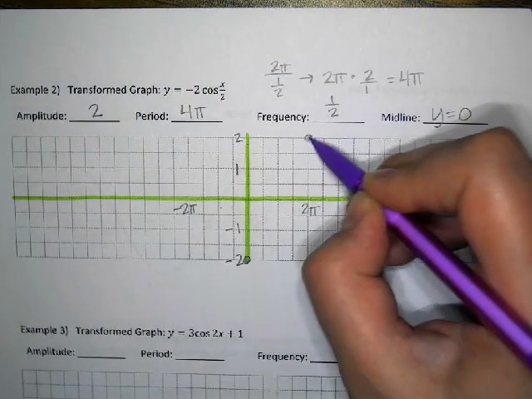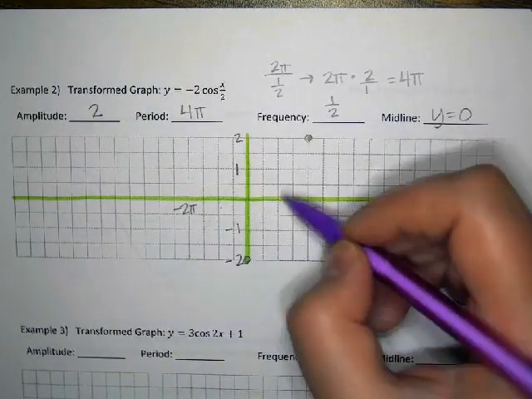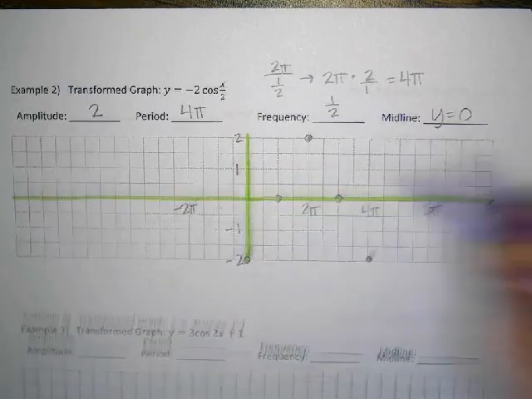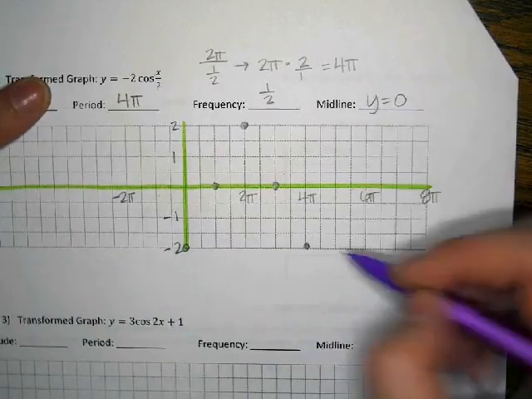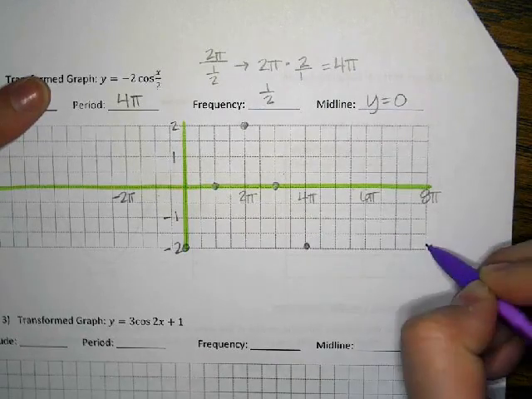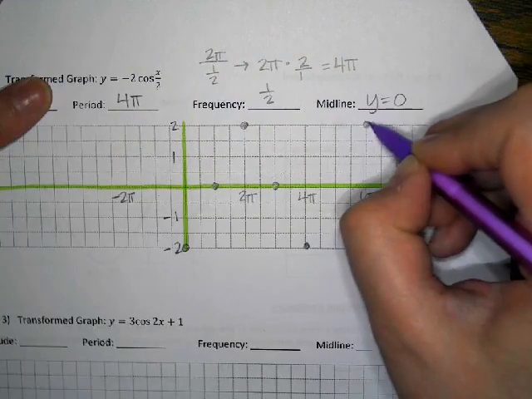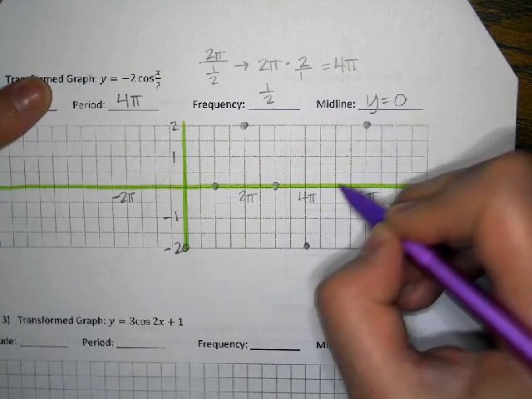Now between the points, I need to cross the midline. Cross the midline, and then I'm going to repeat the pattern again. So start at the minimum, end at the minimum. In the middle, I'm going to go up to the maximum. And then between those points, I'm going to cross the midline.